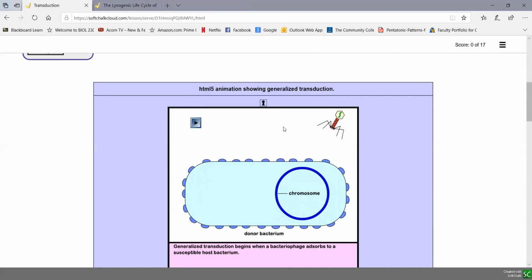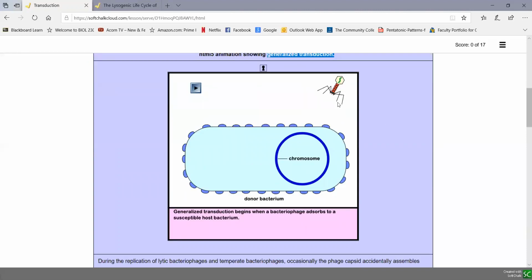So let's look at our animation in horizontal gene transfer that just shows you generalized transduction. If we go through the cycle again, it starts out with adsorption, where the bacteriophage adsorbs to receptors on a susceptible bacterium. And this is highly specific. A particular bacteriophage can typically only infect a specific bacterium. So there's the virus adsorbing.